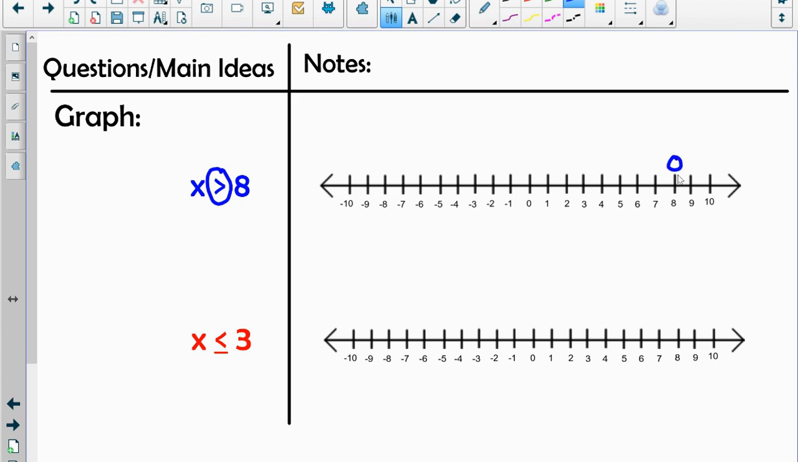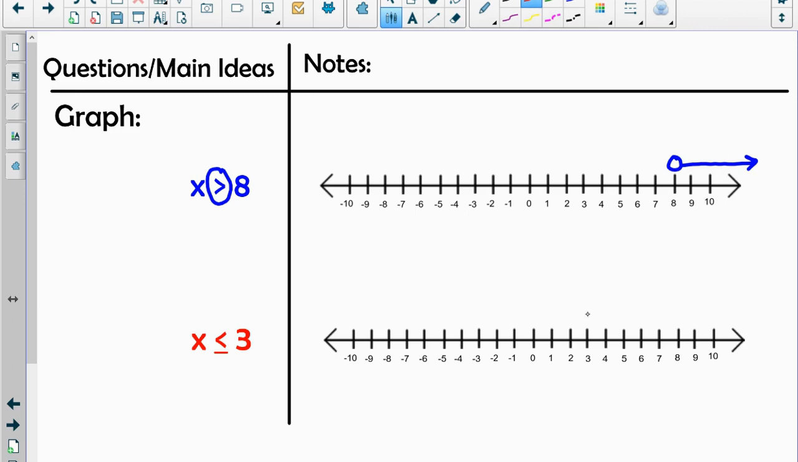So I want to leave it as an open circle to represent that 8 is not a solution, but everything that's greater than that is. So everything that's bigger than 8 will be to the right on the number line, like 9, 10, 11, 12, and so on. So I've graphed my inequality by showing the solutions are to the right of 8 on a number line. In my second example, my boundary number is 3.